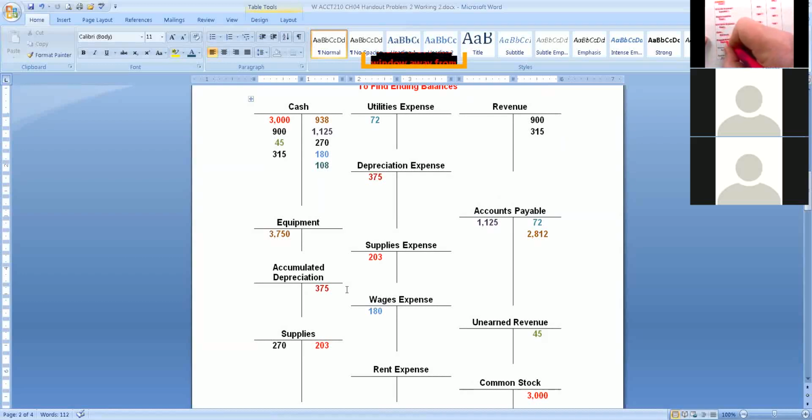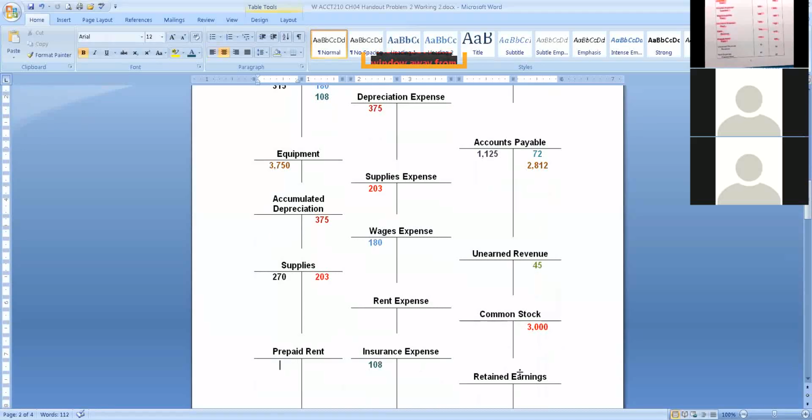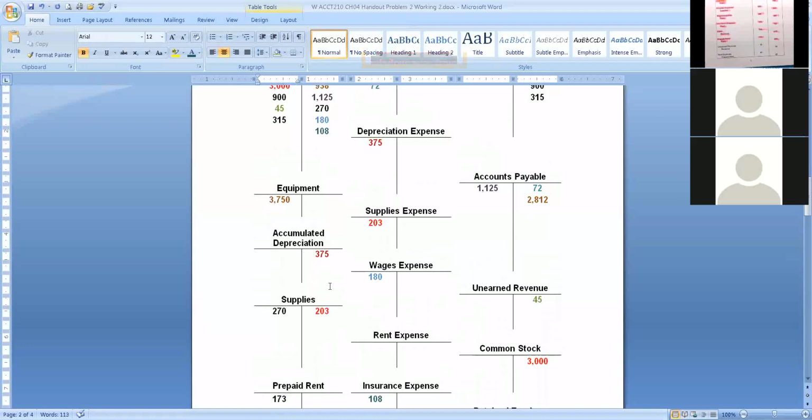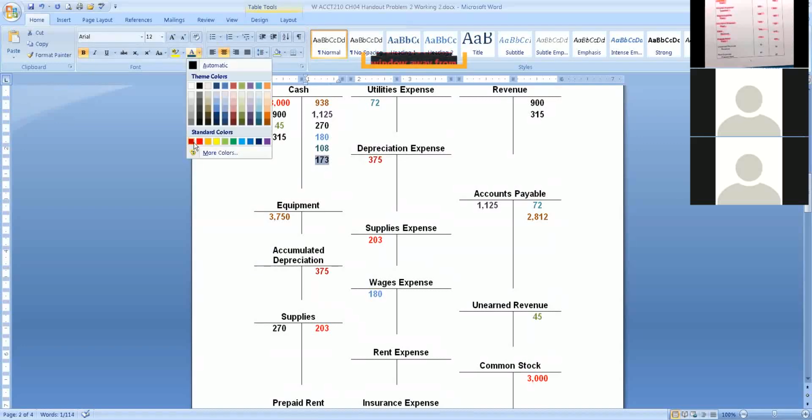Prepaid rent is a debit for 173, and cash is a credit for 173. Okay, so prepaid rent, debit 173. So they paid rent ahead of time, apparently. And cash, 173. Make that right up.